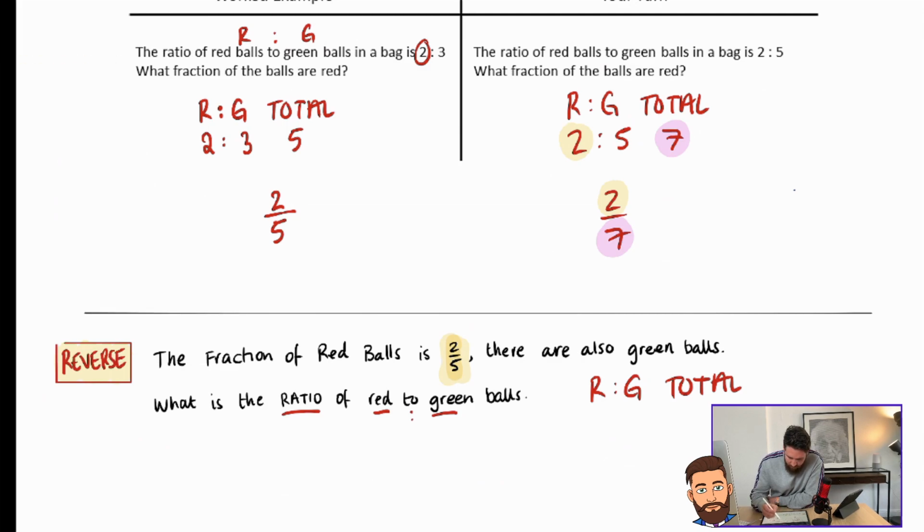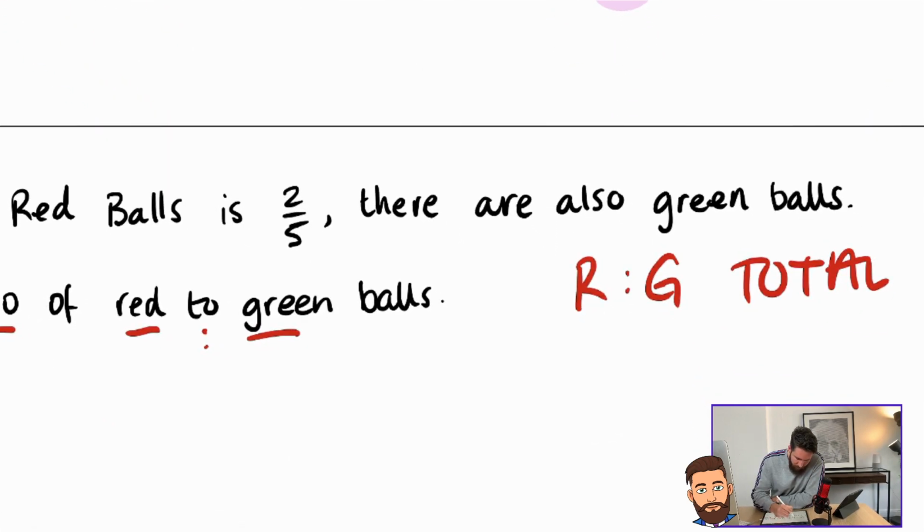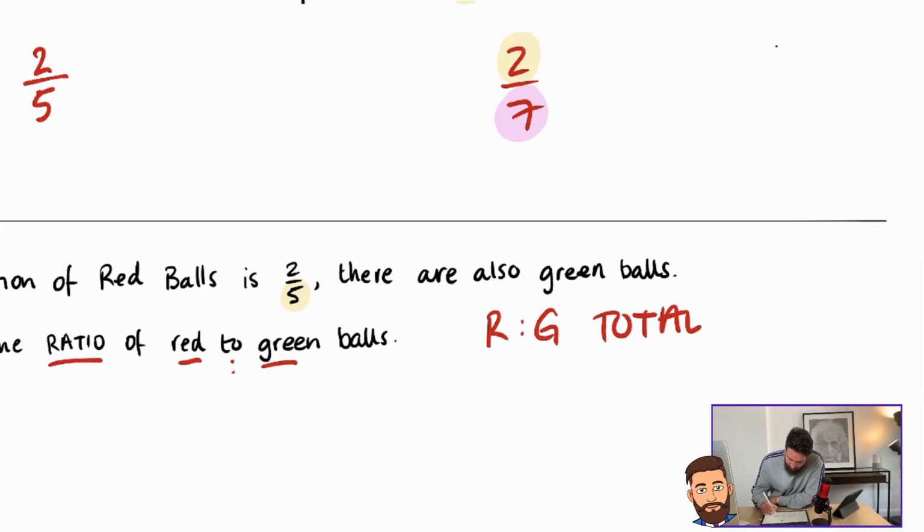So if I take this in reverse down here, I can see that the total is 5, because it's out of 5 and it's talking about all the balls. So the total would be 5. And it's talking about red. So I can see here that the red would be 2. Okay, and that's how I've turned that fraction into a ratio.